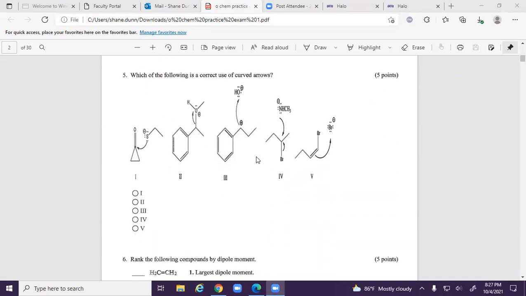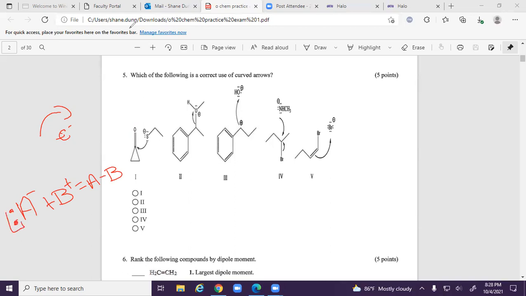Now let's talk about arrows, because a lot of you guys don't like arrows. What do arrows signify? So arrows signal the movement of electrons, right? So only the movement of electrons. So going back to my AB example, A is negative, B is positive. Which one has lone pairs, A or B? A.